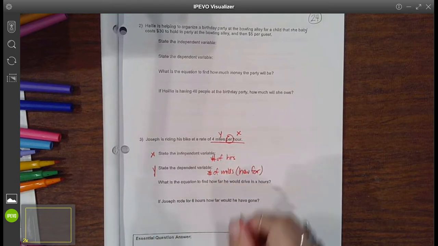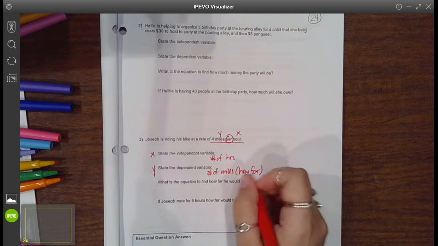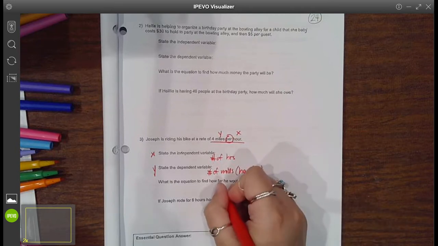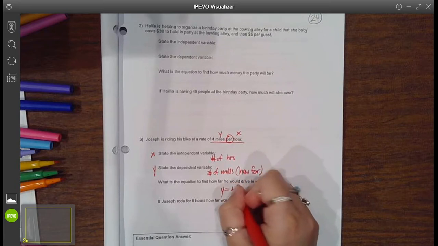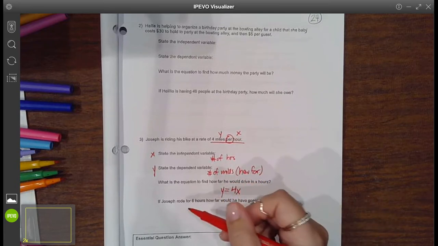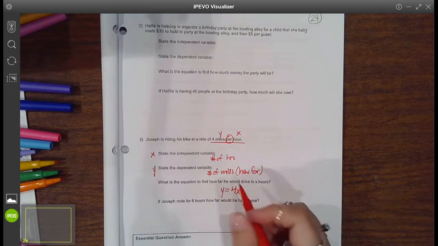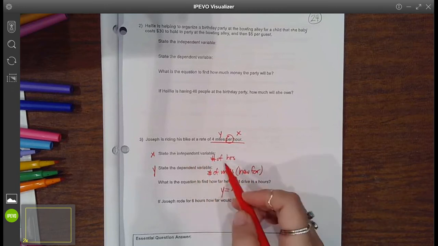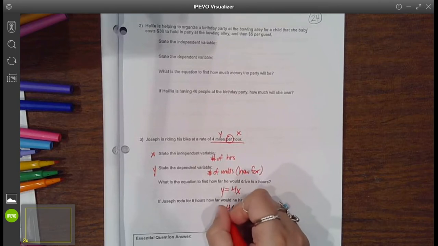Now to write your equation, it even specified it wanted to drive in x hours. So it wants you to use y and x. So y equals, what's your rate? It's 4 miles per hour. If Joseph rode for 6 hours, how far would he have gone? So remember, x is talking about the number of hours. So I'm going to plug in 6 for x.